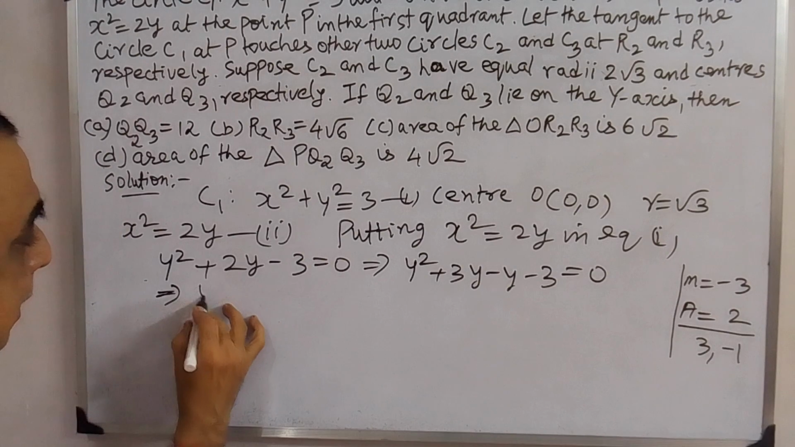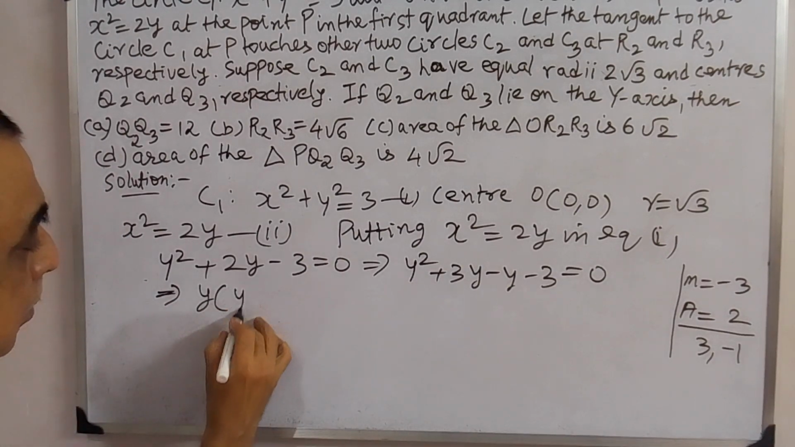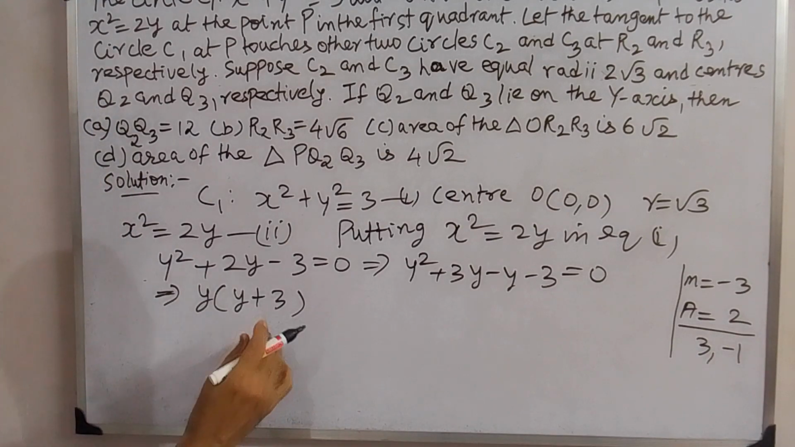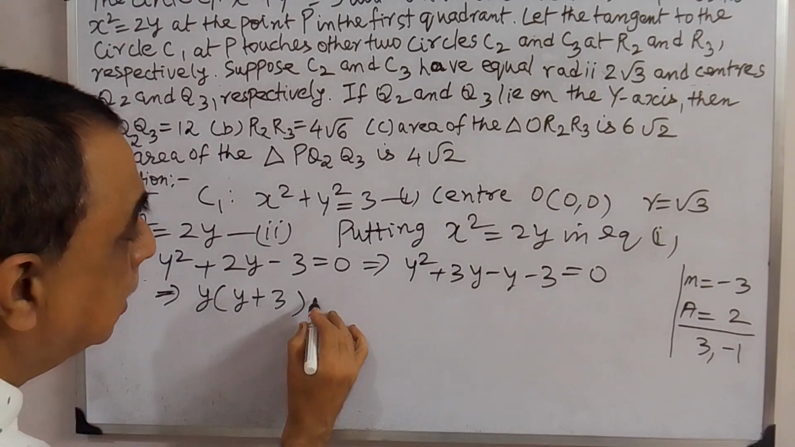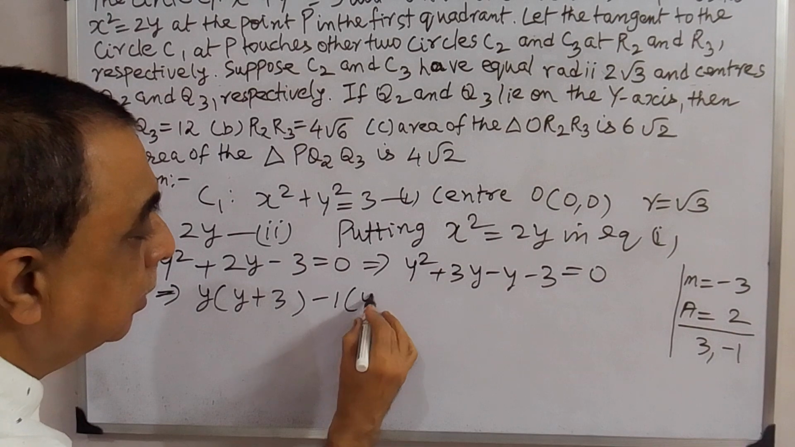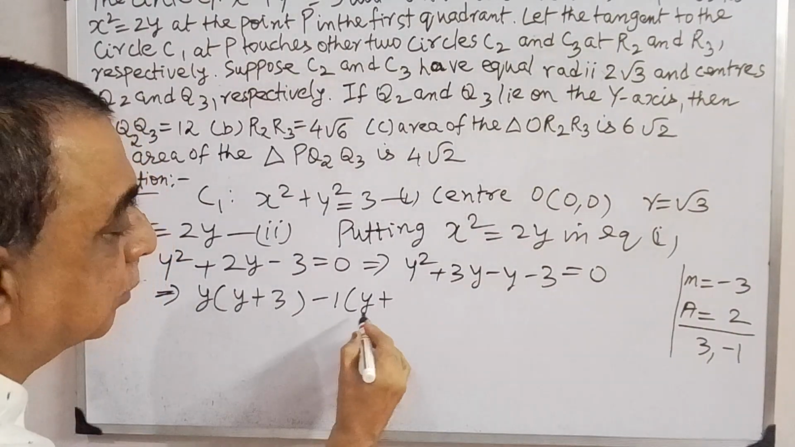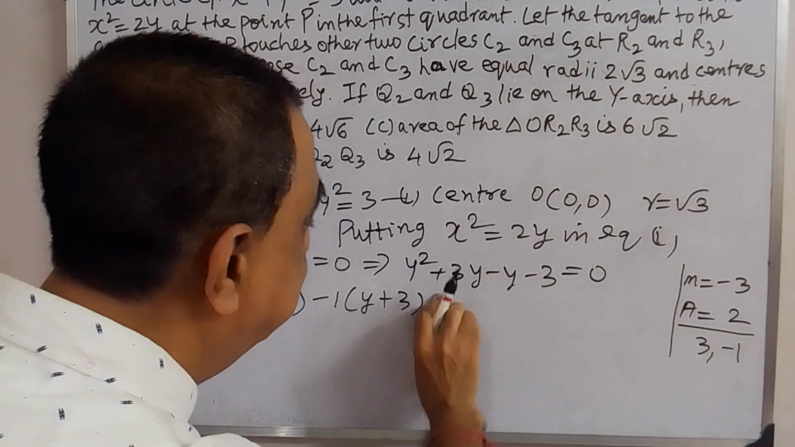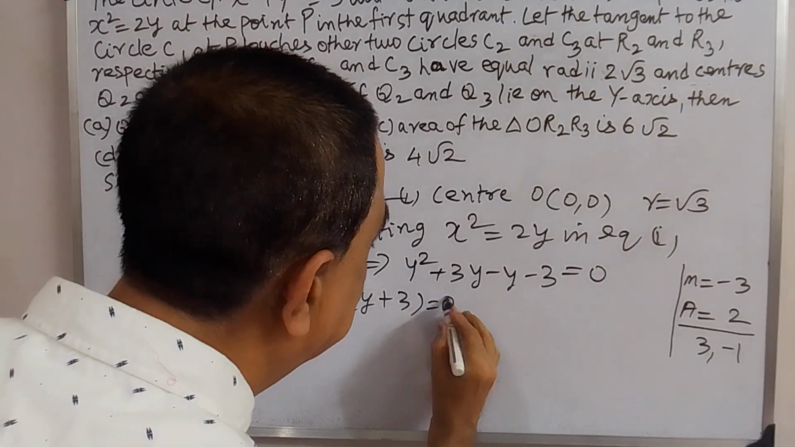So here y is common. So this will become y plus 3. After taking y common from these two terms, we will get in bracket y plus 3. And from here you take minus 1 common, so minus will change to plus. So y plus 3. Okay. So that is equal to 0.